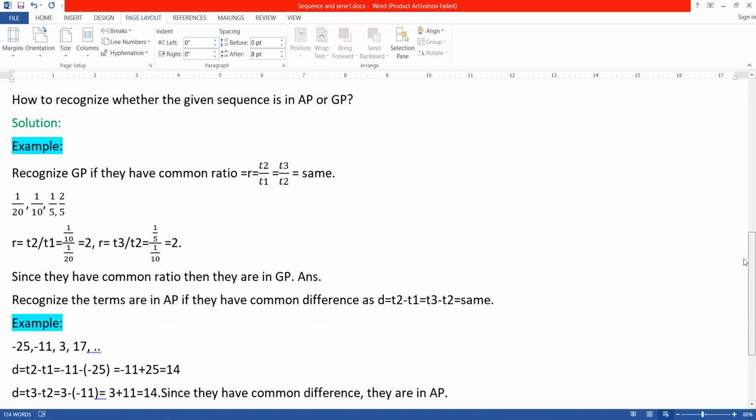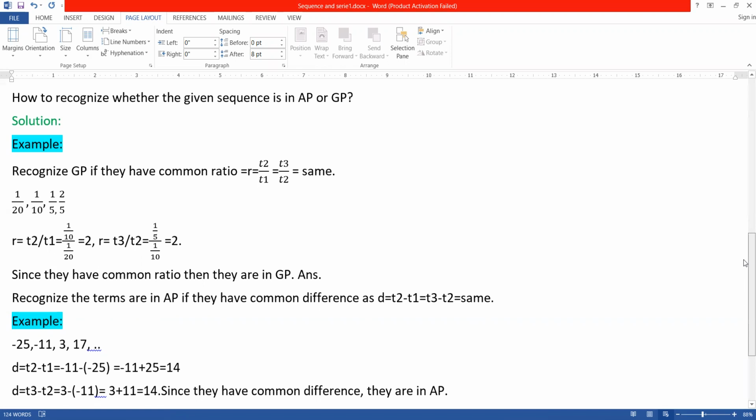The example question is minus 25, minus 11, 3, 17, and so on. D means constant difference, or you can also say common difference. So D equals T2 minus T1. The second term is minus 11 and T1 is minus 25. So minus 11 minus (minus 25) is minus 11 plus 25, because minus into minus is plus. So minus 11 plus 25 is plus 14, because the bigger number has the plus sign in front.